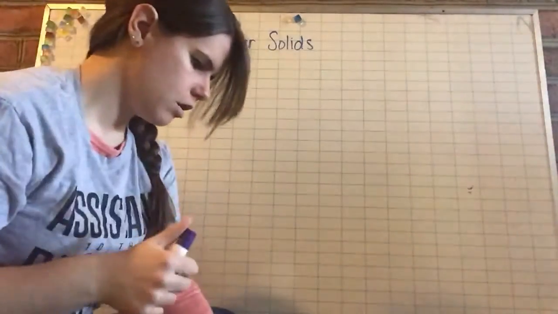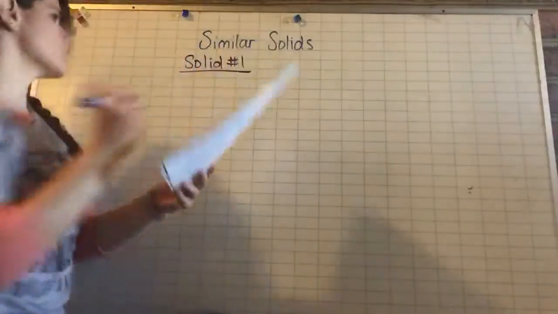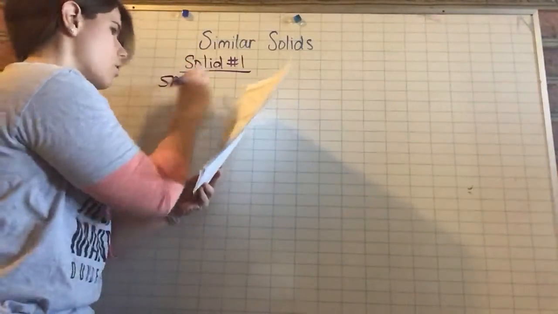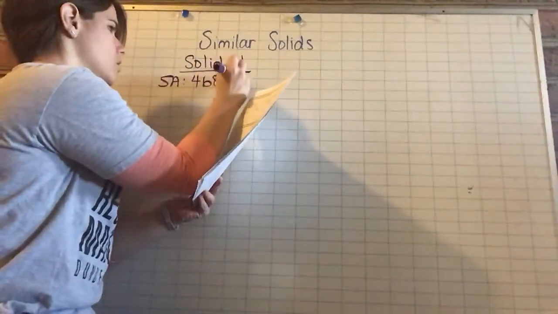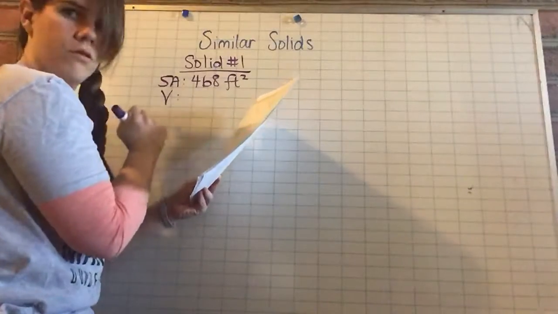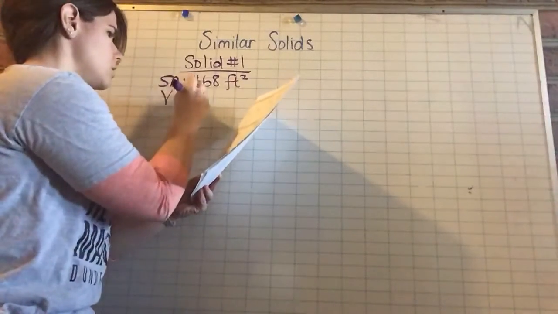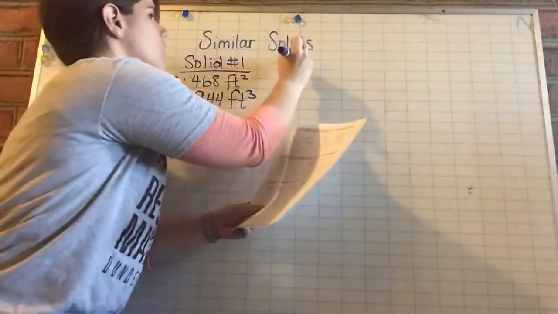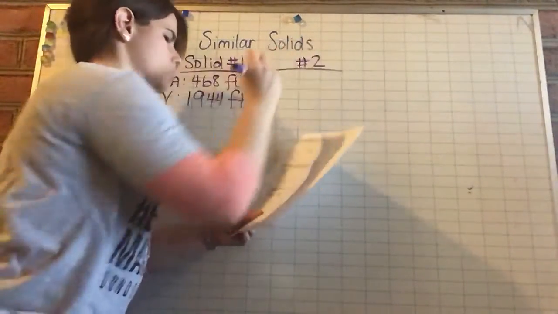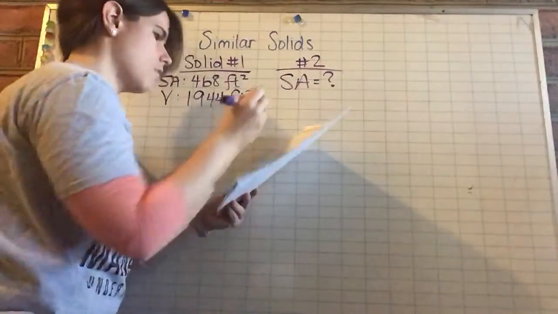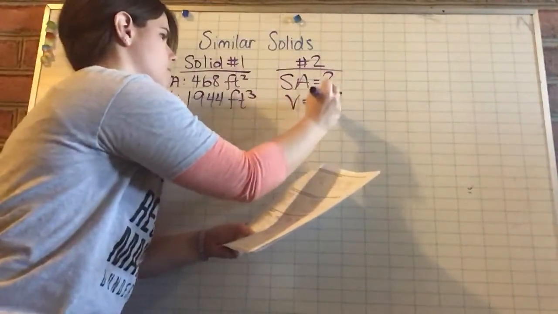Okay, same deal here, but now we're going to be missing a surface area. So solid number 1, we have a surface area of 468 squared feet. We have a volume of 1944 cubic feet. And then we have solid number 2. We don't know the surface area this time, but we have a volume of 9 cubic feet.